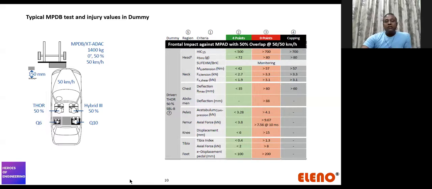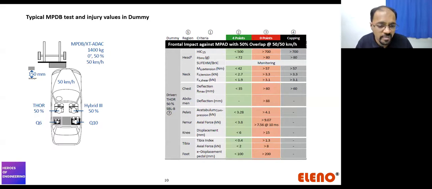You should understand what actually happens in the last phase. You are going to work for a dummy, and the aim is to reduce the injury values, and that is the ultimate goal. Absolutely right. So I think, guys, you are all clear what happened, what is happening, from the basic physics of a crash to measuring all the injury criteria on the dummy.